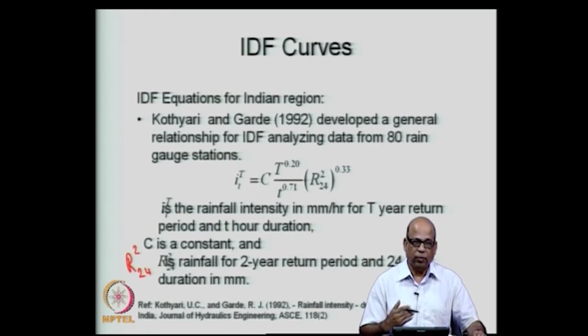This means that there is some non-stationarity in the IDF relationships themselves. That means, they do not remain stationary. As you progress in time, let us say every decade you start computing the IDF relationship afresh, then these can be quite different. For certain locations, the intensities that you are getting for a particular return period can be much higher for the same duration compared to those obtained by the previous IDF relationships.